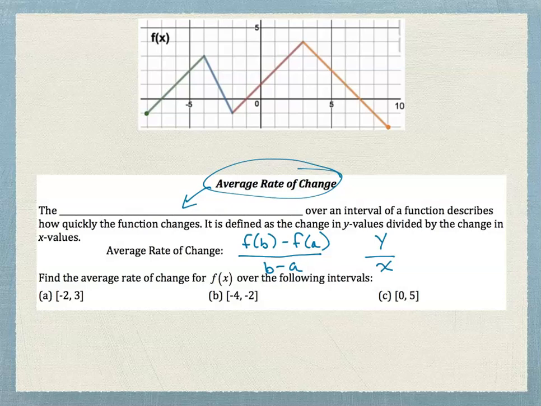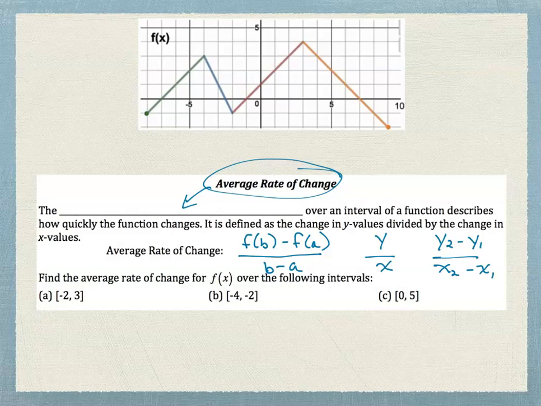In Algebra 1, you called this slope. You said the change in y over the change in x, or y2 minus y1 over x2 minus x1. This is just a fancy way of writing y2 minus y1 over x2 minus x1, okay?